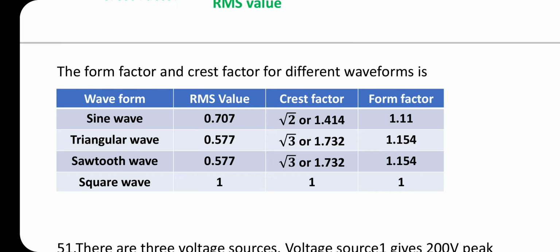For triangular wave and sawtooth wave, RMS value is 0.577, crest factor is root 3, which is equal to 1.732, form factor equal to 1.154. For square wave, RMS value, crest factor and form factor all are 1.